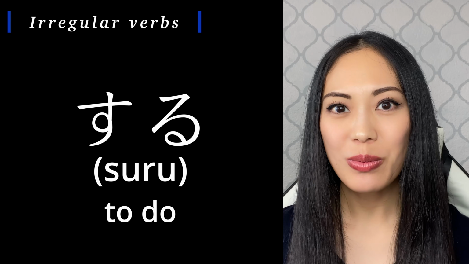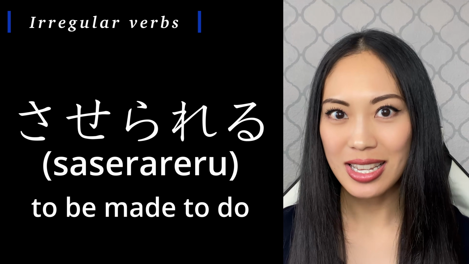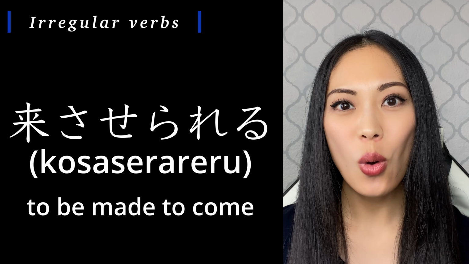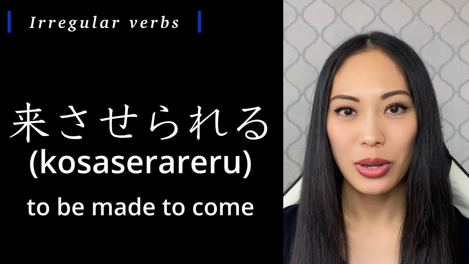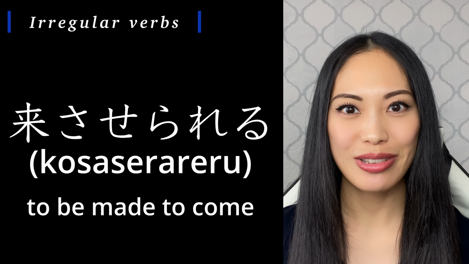Next, irregular verbs. We have する and 来る. For する, it becomes させられる. 来る becomes 来させられる. Let's look at some examples.